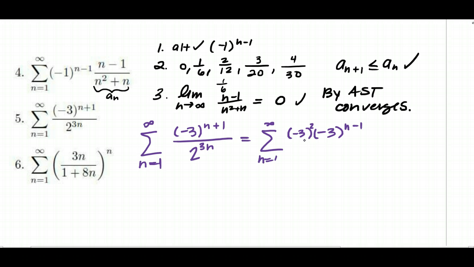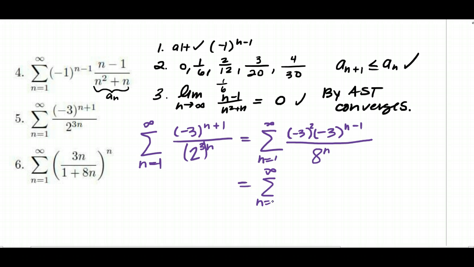So that's what we have going on the top. And on the bottom, I have 2 to the 3n. This is really the same as 2 cubed to the n, because my properties of exponents say I can multiply these. So the bottom is really 8 to the n. And I need there to be an n minus 1, so I'm going to have to pull out an 8.